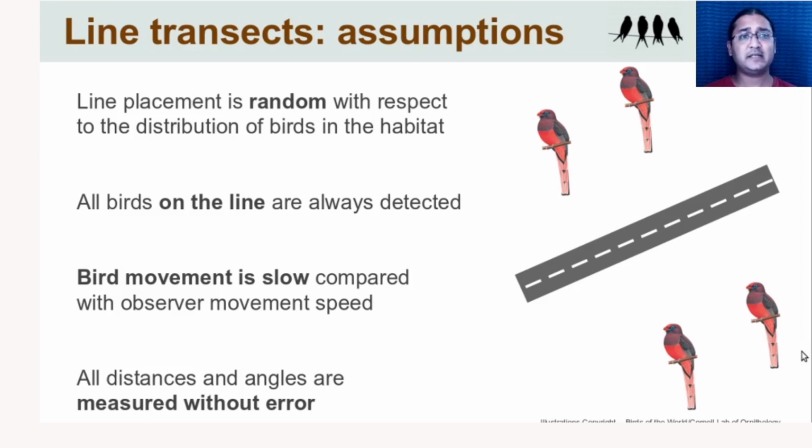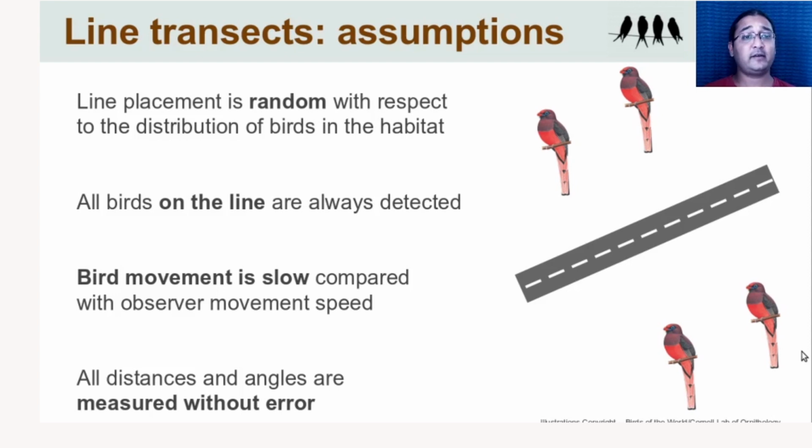The second assumption is that all birds on the line are always detected. And we need that assumption to understand what is the actual distribution of birds in the habitat. We won't get into details here, but the assumption of all birds on the line always being detected is to estimate what is the actual distribution of birds in the habitat. Not the observed distribution, but the actual distribution of birds in the habitat.